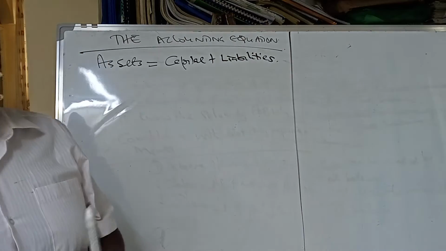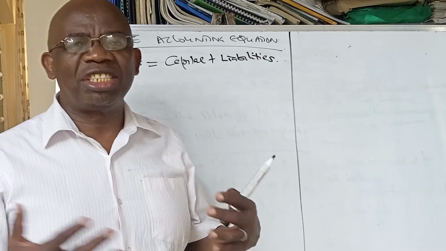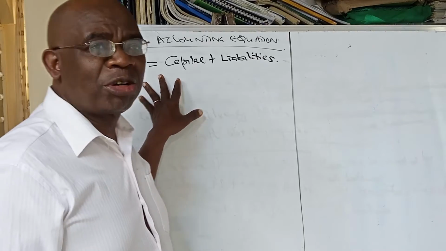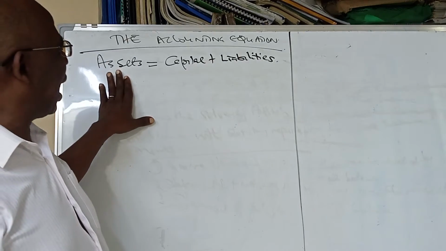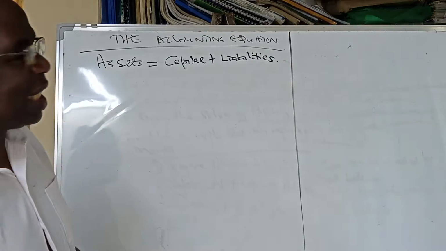Today I want us to study a topic I call the accounting equation. In the accounting equation we say that assets equal capital plus liability.